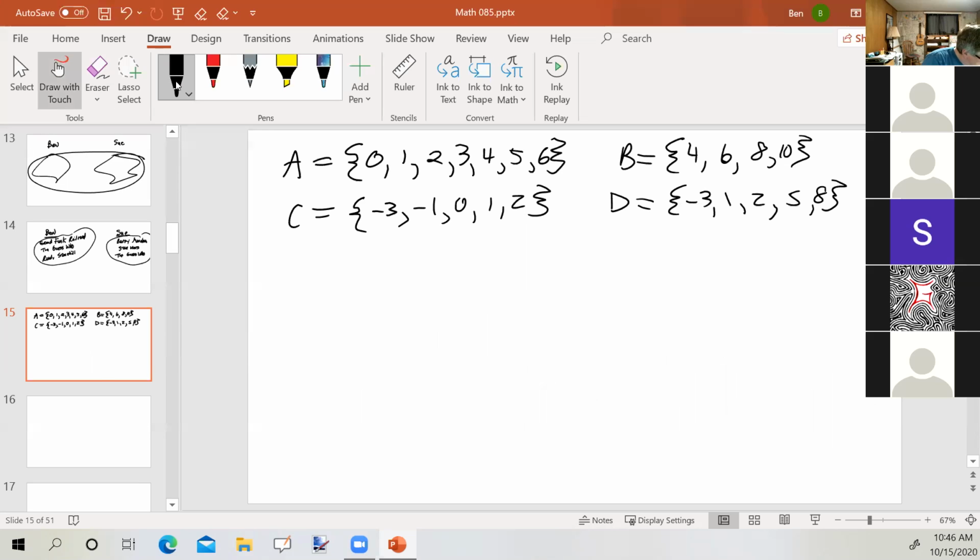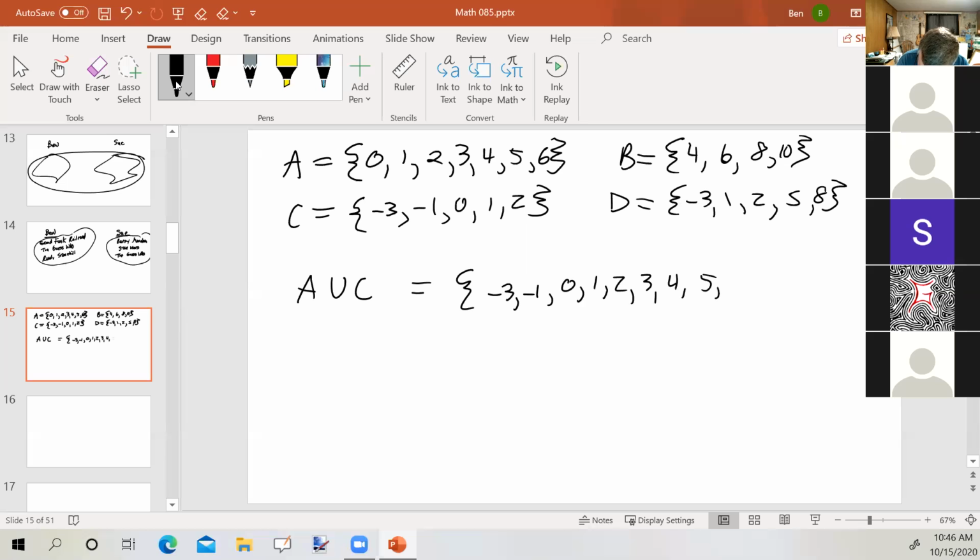How about this? So that means we want the union of A and C. So we want everything that's in A along with everything that's in C. And I'm going to put them in increasing order. So I'm going to get -3, -1, 0, 1, 2, 3, 4, 5, and 6. Notice I don't list the ones that are duplicates twice. I just list them once.